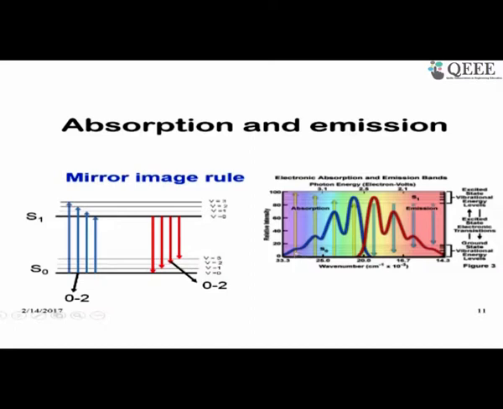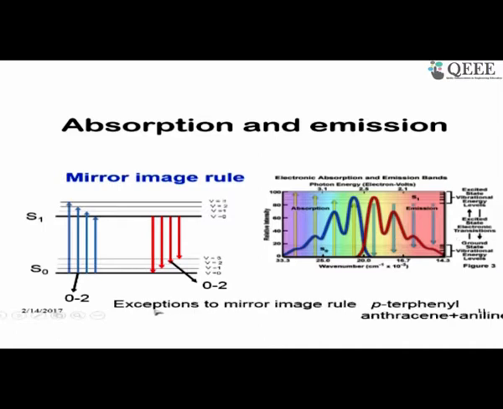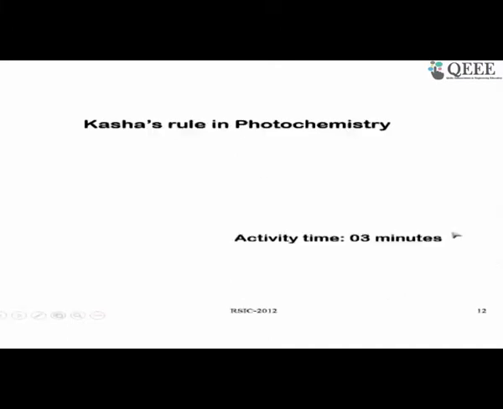In other words, whatever absorption there is, the same probability of transition exists for the corresponding emission. That is the reason why, when a particular transition has high intensity, the corresponding emission transition will also have equal intensity. So that's the reason for the mirror image rule. This is a different transition, and the same probability of transition exists for this emission. There can be some exceptional cases, and in some cases the mirror image breaks. These are some examples, but there are reasons for the mirror image rule. Many organic compounds exhibit this type of mirror image rule.